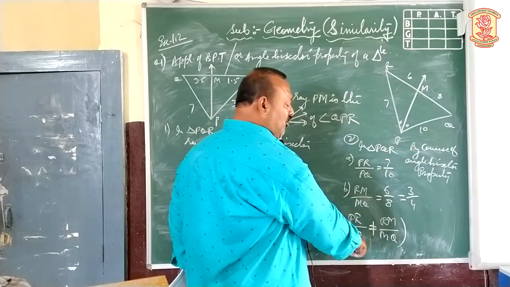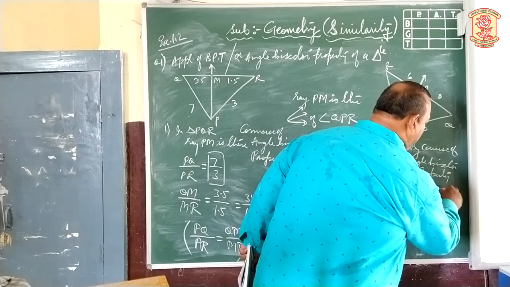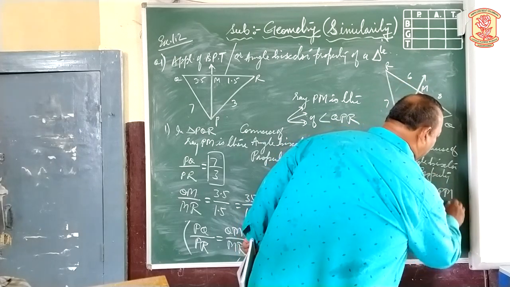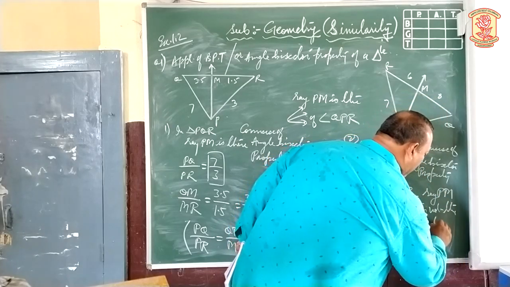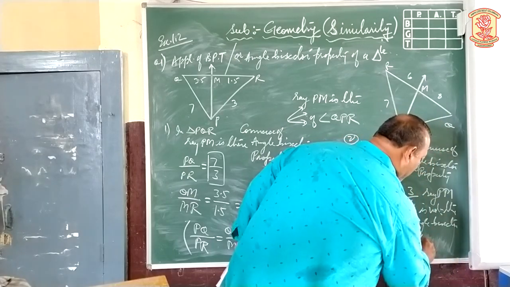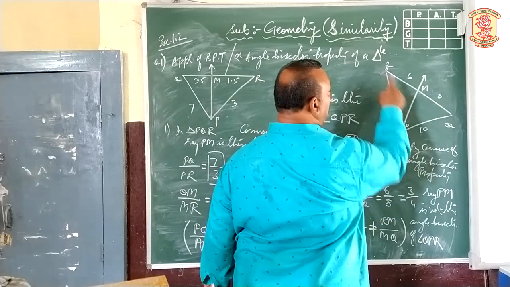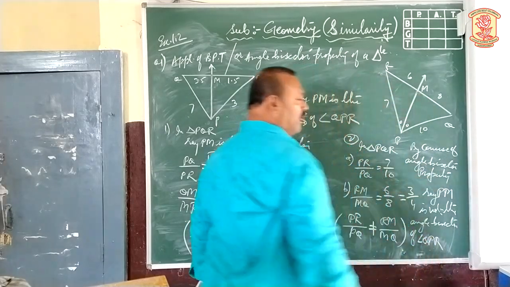Now, since the ratios are not equal, ray PM is not the angle bisector of angle QPR. Ray PM, not the angle bisector of angle QPR.